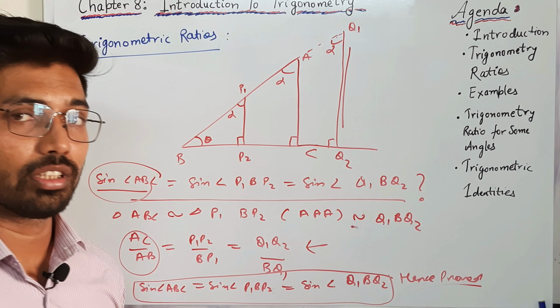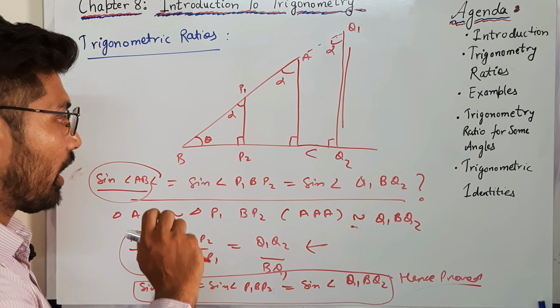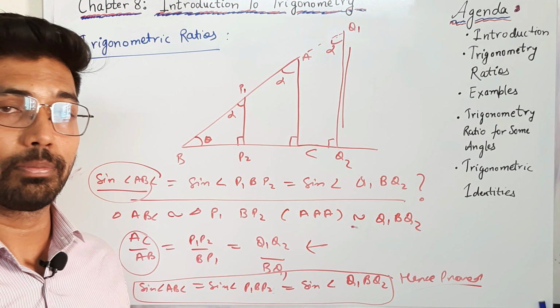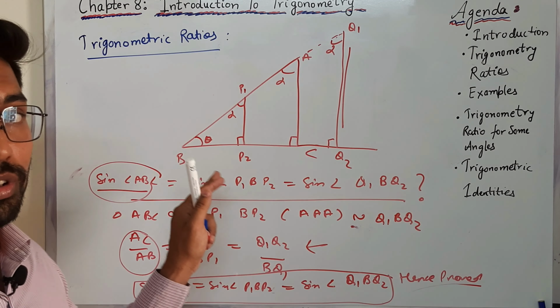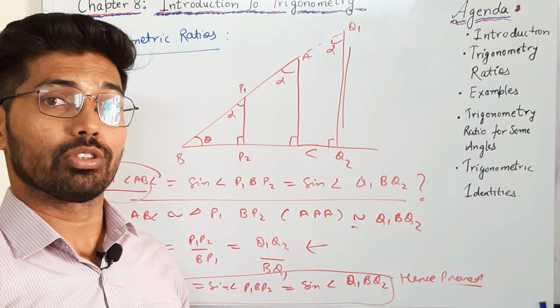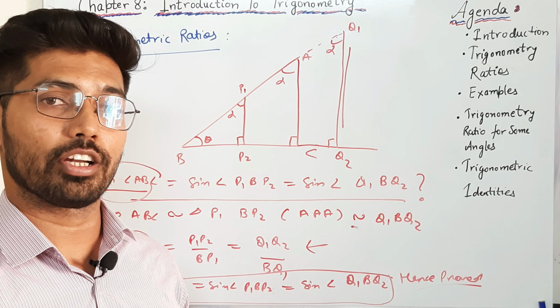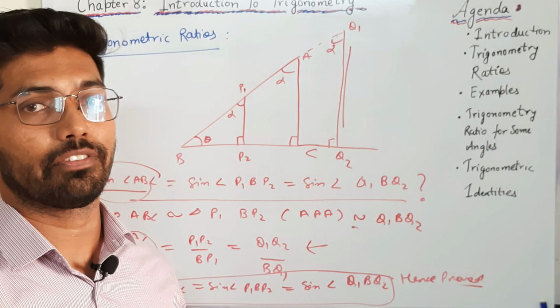So the sine of any angle does not depend on the length of the sides. Because it is actually a ratio of the perpendicular to the hypotenuse, this ratio will remain the same. So if the angle is the same, the ratio will always be the same, even in a different triangle.